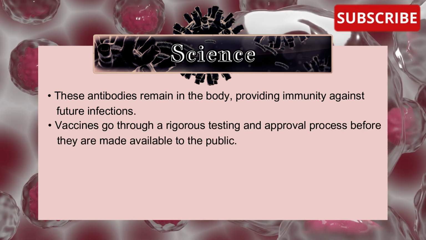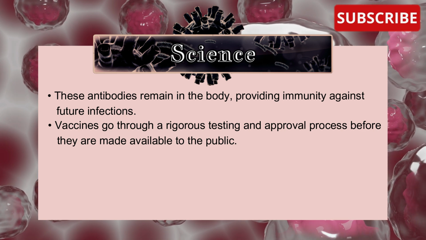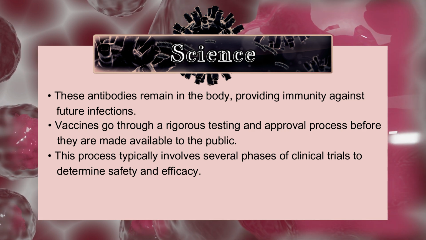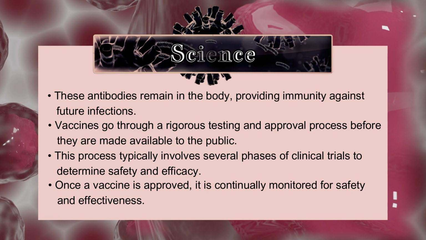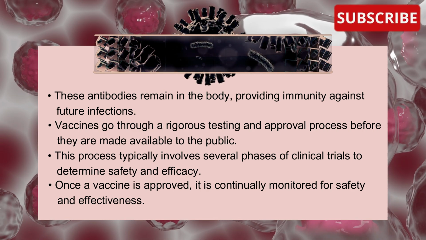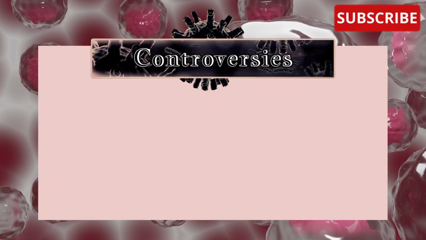Vaccines go through a rigorous testing and approval process before they are made available to the public. This process typically involves several phases of clinical trials to determine safety and efficacy. Once a vaccine is approved, it is continuously monitored for safety and effectiveness. Now let's see what the controversies surrounding vaccines are.